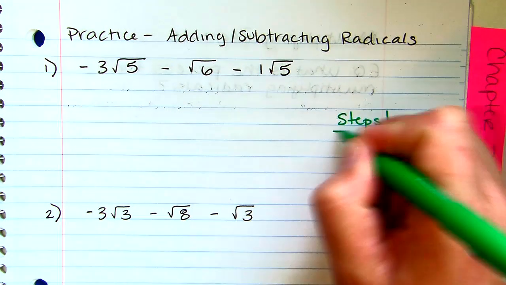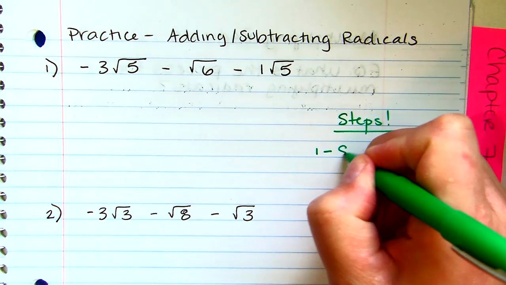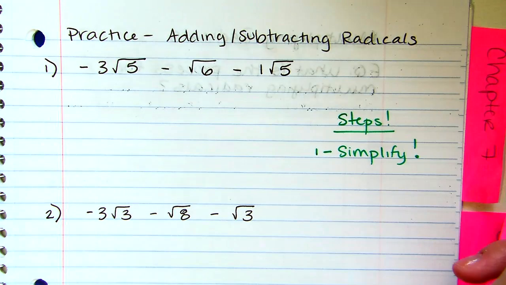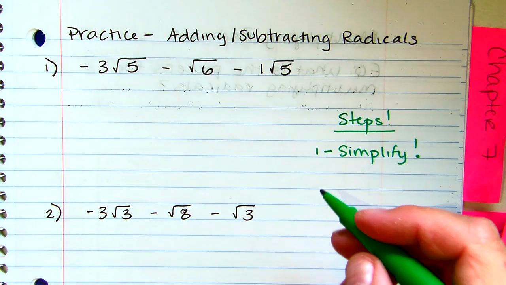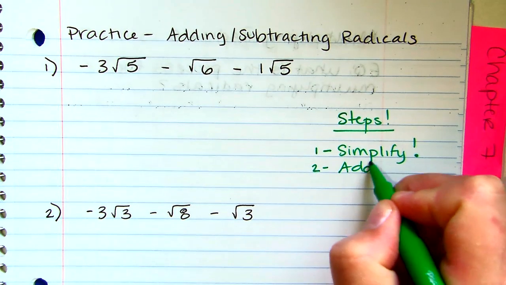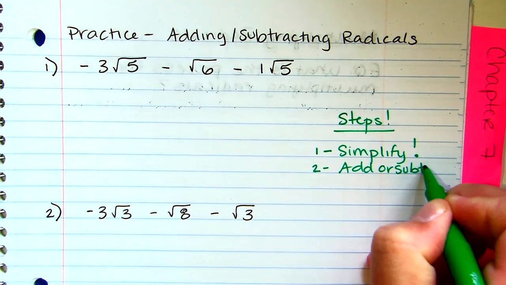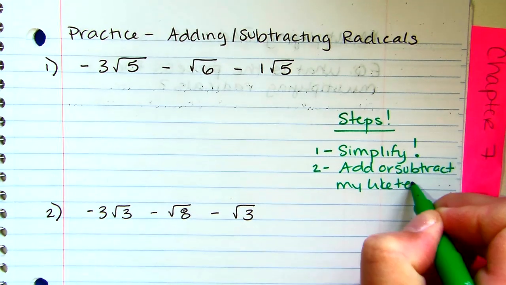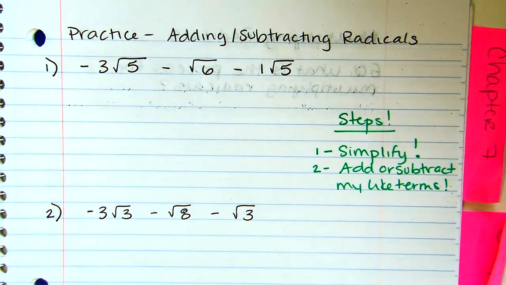are to 1, simplify everything. So I'm going to simplify. 2, I'm going to add or subtract my like terms. Okay, and there we go. So we have 2 steps. 1, simplify. If we can't simplify, leave it. 2, add or subtract the like terms.